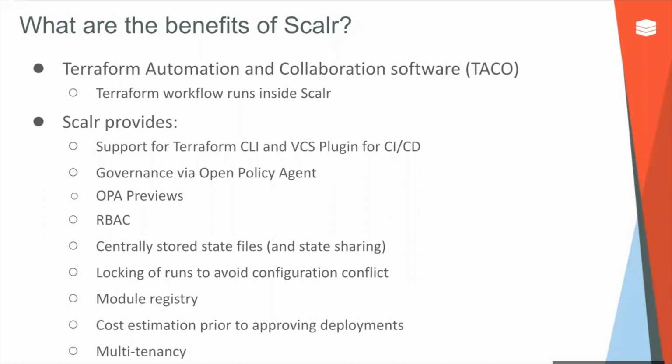We have locking of runs to avoid configuration conflict. This one, a lot of times we breeze over, but to be honest, this is one of the main issues that a lot of customers come to us with. They say, we have a bunch of teams using Terraform, we have a bunch of users per team, and the problem is everybody's kind of stepping on each other's toes. We have configuration conflict. So this is one of the things that sometimes gets overlooked, but it's one of the critical components to building out this TACO software.